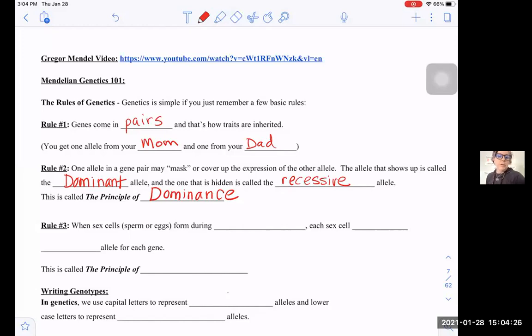All right, rule number 3 is that when sex cells form, so sperm or eggs, during the process of meiosis, each sex cell that forms gets one allele for each gene, only one. And Mendel said, "I shall call this the principle of segregation."